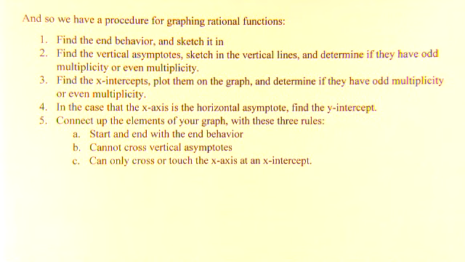And so you connect up that skeleton of your graph with these 3 rules. You have to start and end with the end behavior. You can't cross the vertical asymptotes. You have to go to plus or minus infinity when you get to a vertical asymptote. And you can only cross or touch the x-axis at an x-intercept.